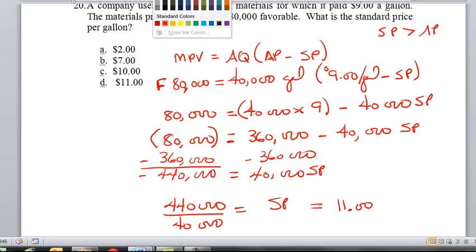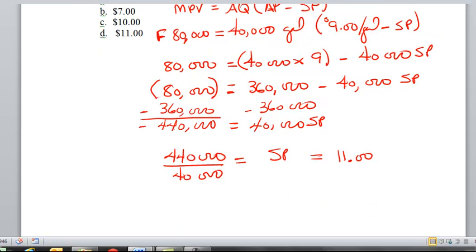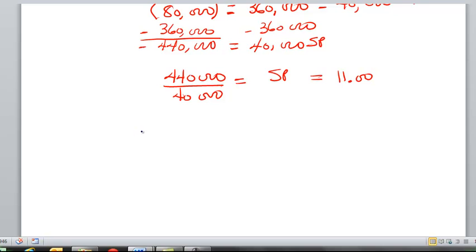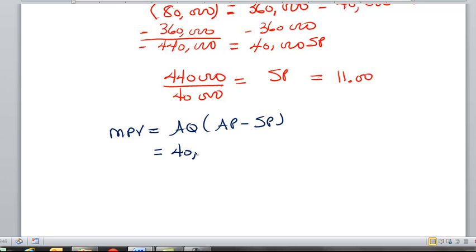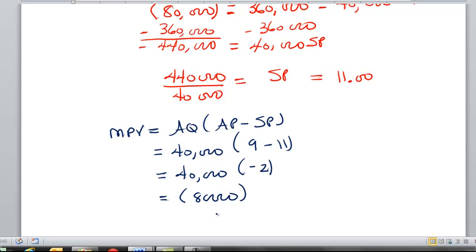So I wanted just to show you again what I'm trying to say about this favorable. So we're going to do it by plugging in and now solving for the variance. So again, material price variance equals actual quantity times my actual price minus my standard price. We know the actual quantity was 40,000 gallons. Actual price was 9. Standard price was 11. So we get 40,000 times 9 minus 11, which gives me a negative 2. Negative 2 times 40,000 gives me a negative 80,000 variance.